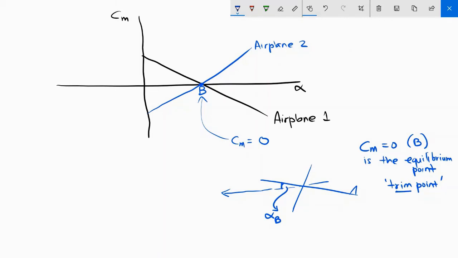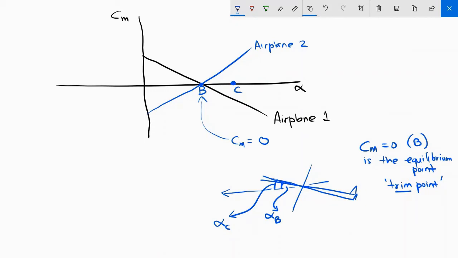Now let's imagine that suddenly, because of something in the air, wind came or something happened, and it hit the aircraft, and its angle of attack slightly increased. So the new angle of attack is represented by C. This new angle is alpha C. Now let's compare what's going to happen in airplane 1 versus airplane 2.